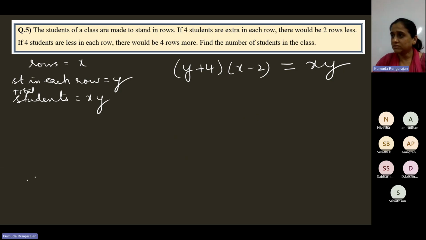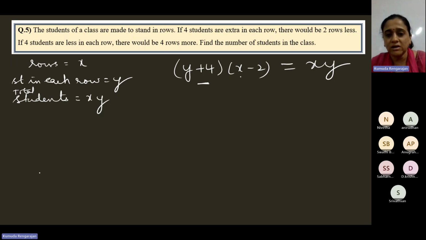X rows and number of students in each row Y. Total number of students, X into Y. 4 students extra in each row. How many students are actually there in each row? Y. 4 students are extra now, so Y plus 4. Then what about the rows? There would be 2 rows less. So X rows are there, minus 2.